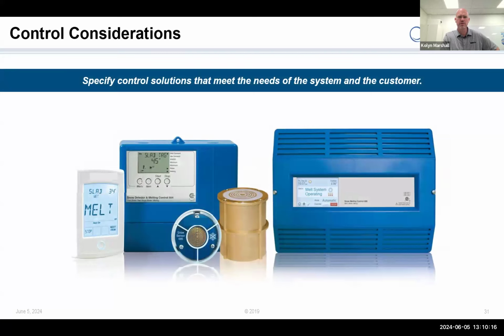These are the controls real quick. Smart controls. There's going to be a sensor that is in the slab area. You actually can have a puck that sits in the slab. It's going to monitor snowfall, it's going to monitor slab temperature, it's going to monitor all the environmental conditions. You can also have a pole mounted sensor that is more retrofit.